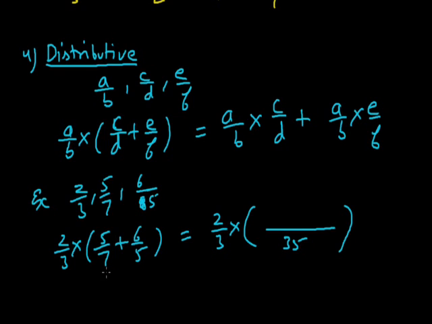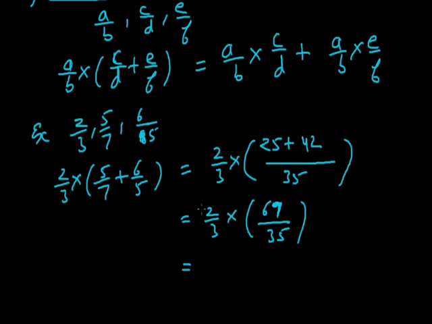Now 35 divided by 7, I am getting 5. Now 5 is multiplied with 5, so in the numerator I am getting 25. Now 35 divided by 5, I am getting 7. Now 7 is multiplied by 6, I am getting 42. So 2 by 3 into 25 plus 42, I am getting 67 by 35.